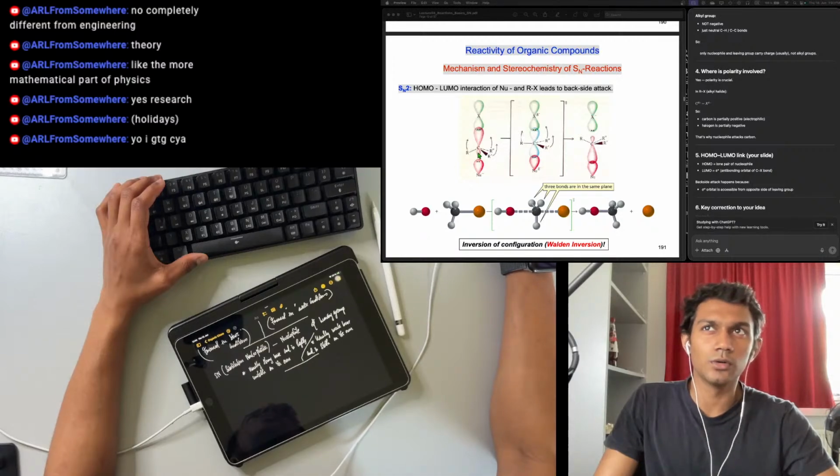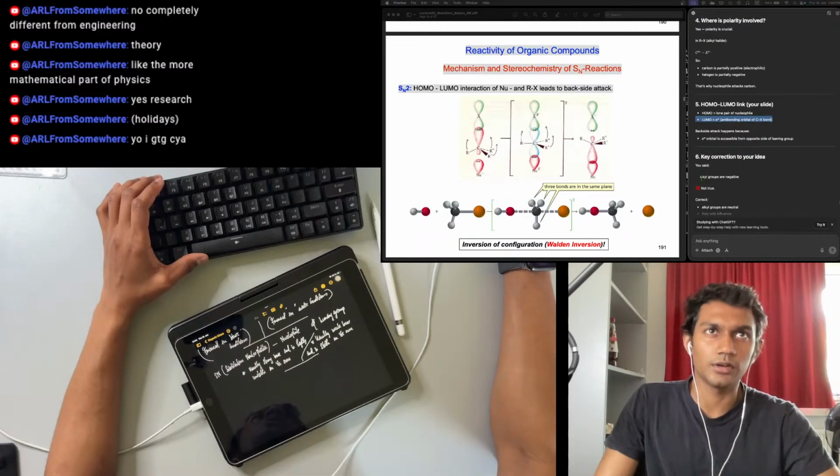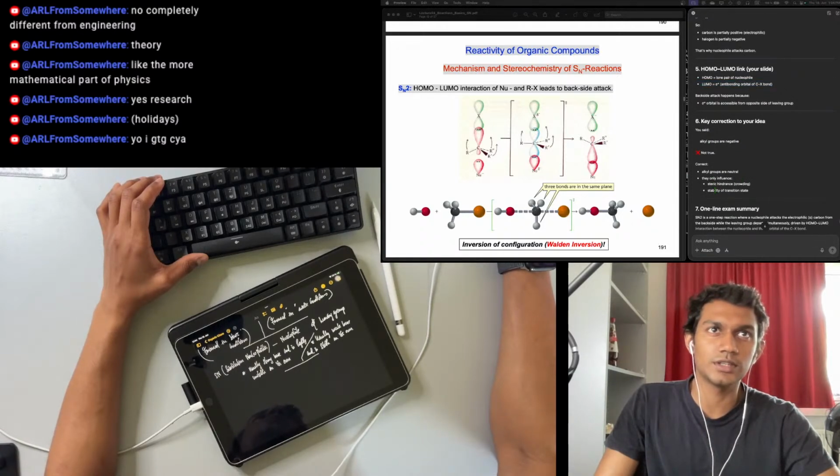So that's the LUMO orbital, but again, when you say anti-bonding, when the anti-bonding orbital starts to fill up, the bond... I need a little bit more context. The sigma star orbital is accessible from the opposite side of the leaving group. Key correction: you said alkyl groups are negative. Not true. Neutral. They only influence steric hindrance and stability of the transition state.